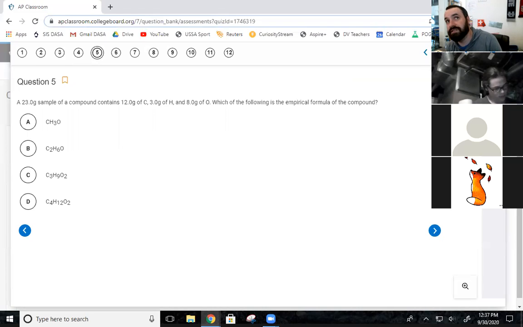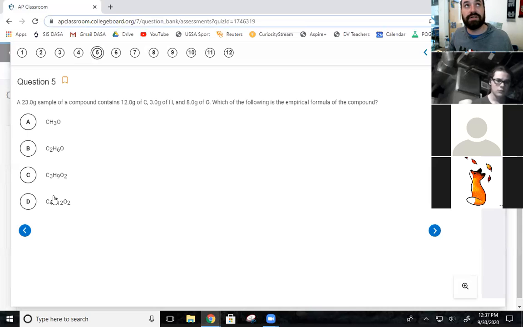So carbon is what? 12 per mole, right? And we have 12, so we have 1 mole of carbon. We have 3 moles of hydrogen, and we have half a mole of oxygen, right? So that means that we're just going to look for the thing that has the same ratio. Does that make sense?